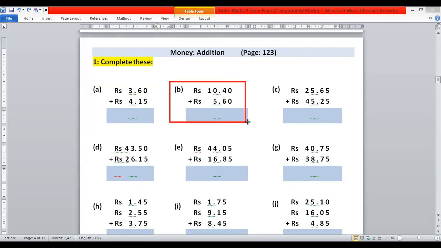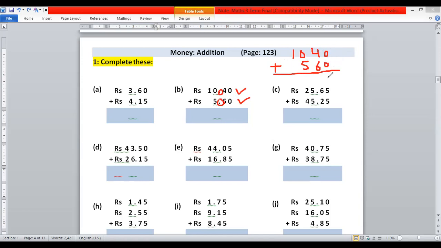Part B is Rs 10.40 plus Rs 5.60, meaning 10 rupees 40 paise plus 5 rupees 60 paise. So we will add rupees and paise at the same time. For this, we will first write these numbers without the point. Here we will write 1040 plus 560. First, we write this number without the point. Remove this point for a while.